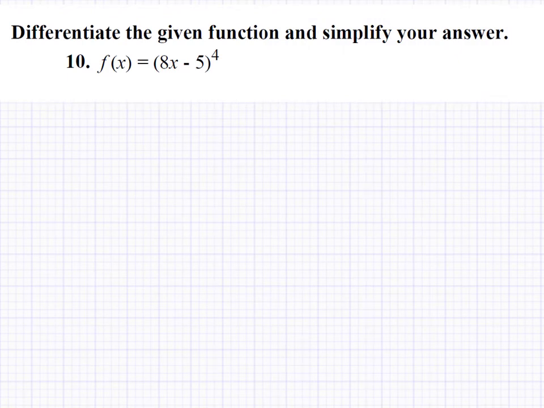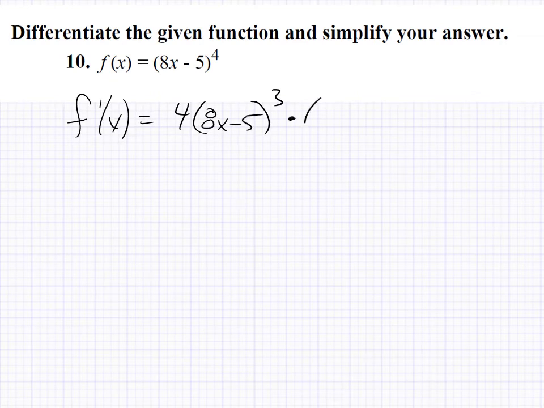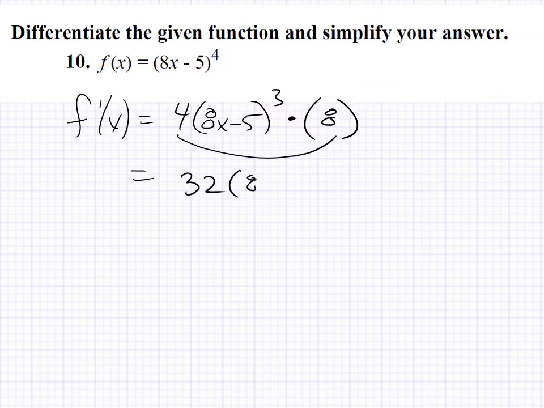Here, this is our typical chain rule problem. So if we're going to take the derivative using the chain rule, we're going to do the outside first, which is the power part. So we pull the power out, the new power is 3. The inside stays the same. Then we multiply by the derivative of the inside, which is 8. Simplify a little bit, I can multiply the 8 and the 4, which would give me 32 times (8x minus 5), all to the 3rd.